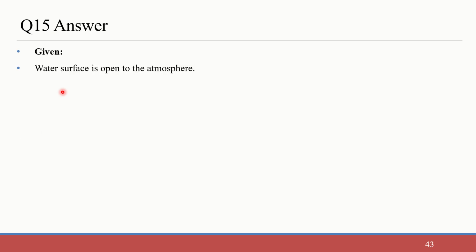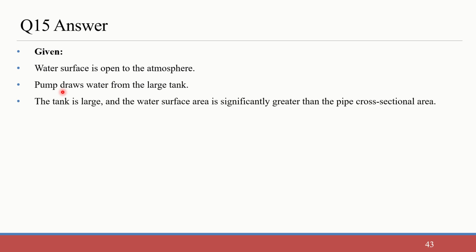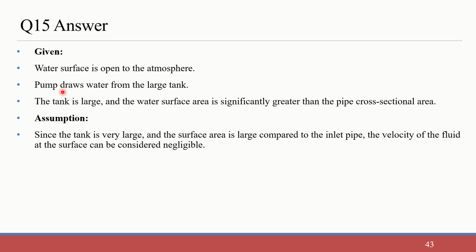Why? Because the water surface is open to the atmosphere. The pump draws water from the large tank. The tank is large and the water surface area is significantly greater than the pipe cross sectional area. So we are having the assumption that since the tank is large and the surface area is large compared to the inlet pipe, the velocity of the fluid at the surface can be considered negligible. Based on that assumption, we are giving the velocity at the surface as 0 meter per second.